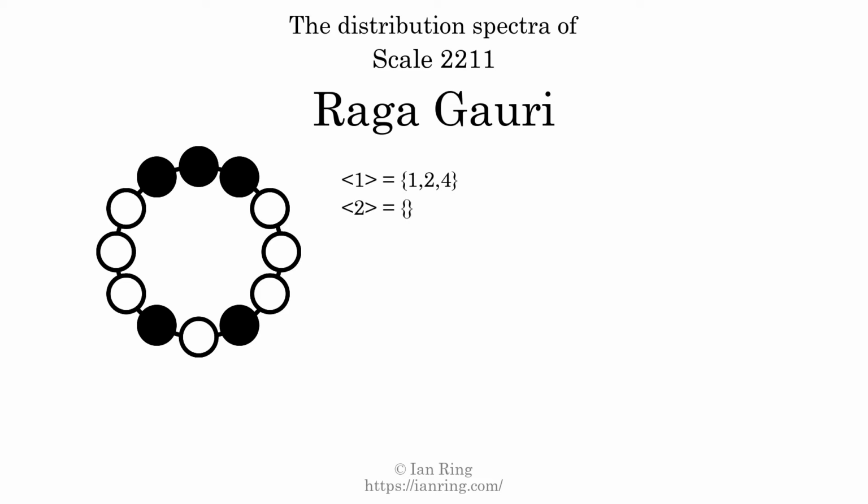The generic interval of 2 scale steps comes in 3 different specific interval sizes: 2 semitones, 5 semitones, and 6 semitones. The spectrum width of this generic interval is 4. The generic interval of 3 scale steps comes in 3 different specific interval sizes: 6 semitones, 7 semitones, and 10 semitones. The spectrum width of this generic interval is 4.